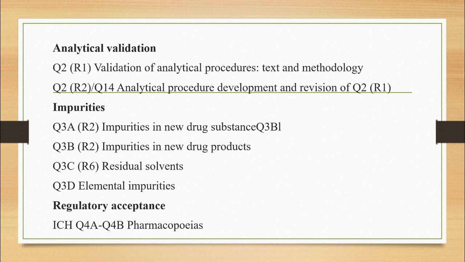Now we will see the analytical validation. Q2(R1), validation of analytical procedures, text and methodology. Q2(R2) and Q14, analytical procedures development and revision of Q2(R1). Regarding the impurities, Q3A(R2), impurities in new drug substances, Q3B(R1) also is given. Q3B(R2), impurities in new drug products, Q3C(R6), residual solvents, Q3D, elemental impurities. Regulatory acceptance, ICH Q4A to B, pharmacopoeias is given.